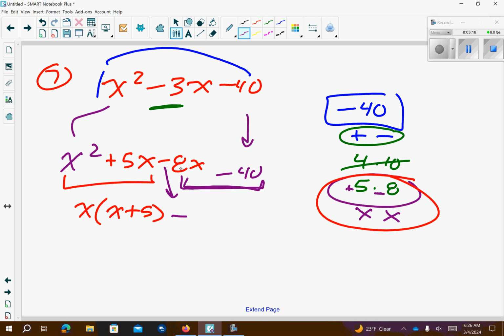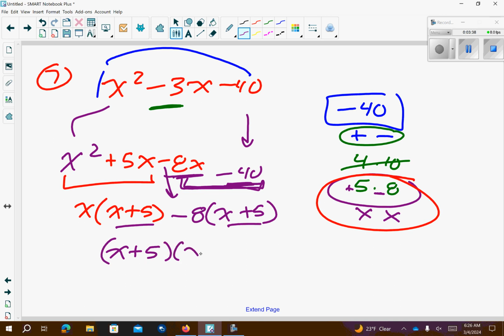What number do 8 and 40 have in common? Remember, I'm trying to make it look like x plus 5. Yeah, you can factor an 8 out of both. So negative 8 factored out of negative 8x is just going to be x. Negative 8 factored out of negative 40 is positive 5. Factor those out. Those are common. And then here's the rest of our answer.